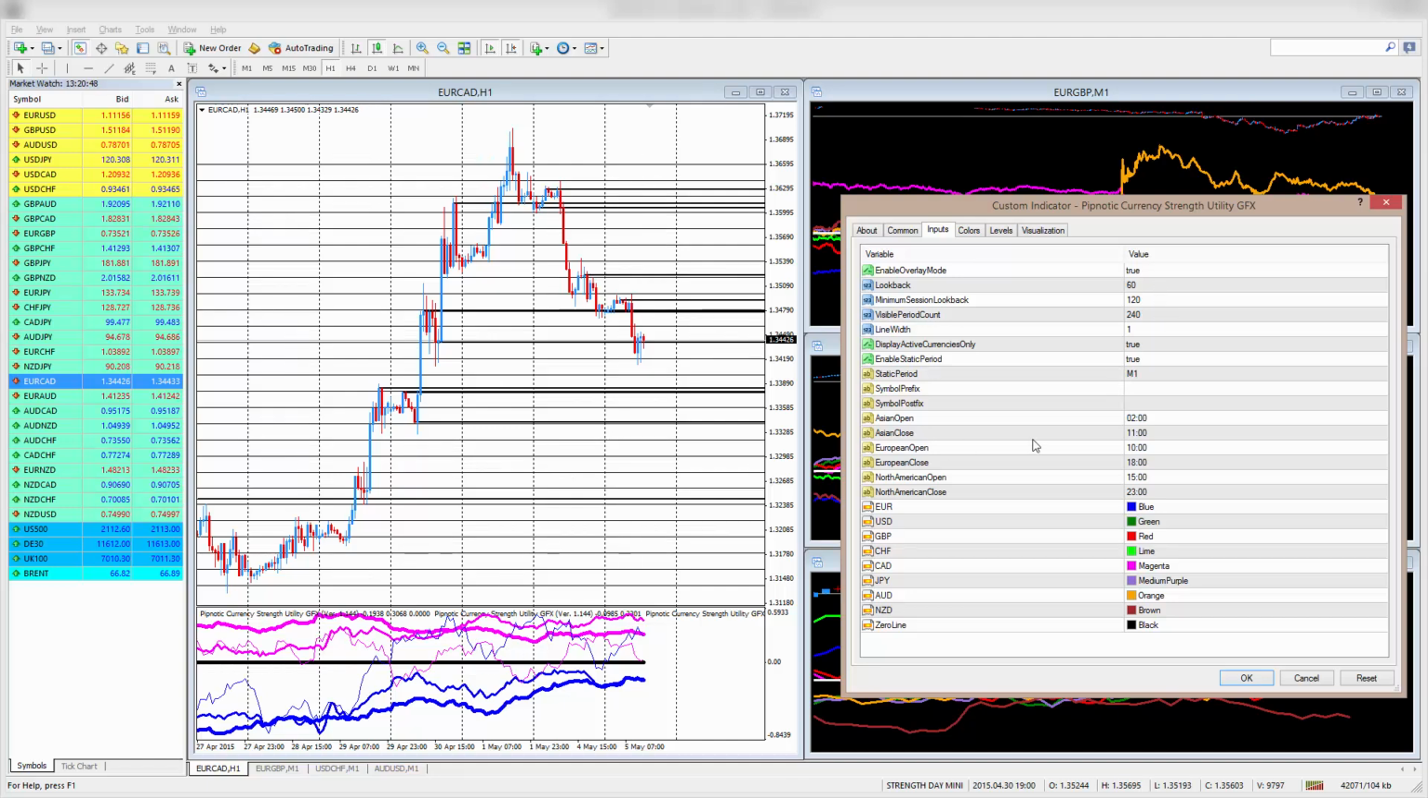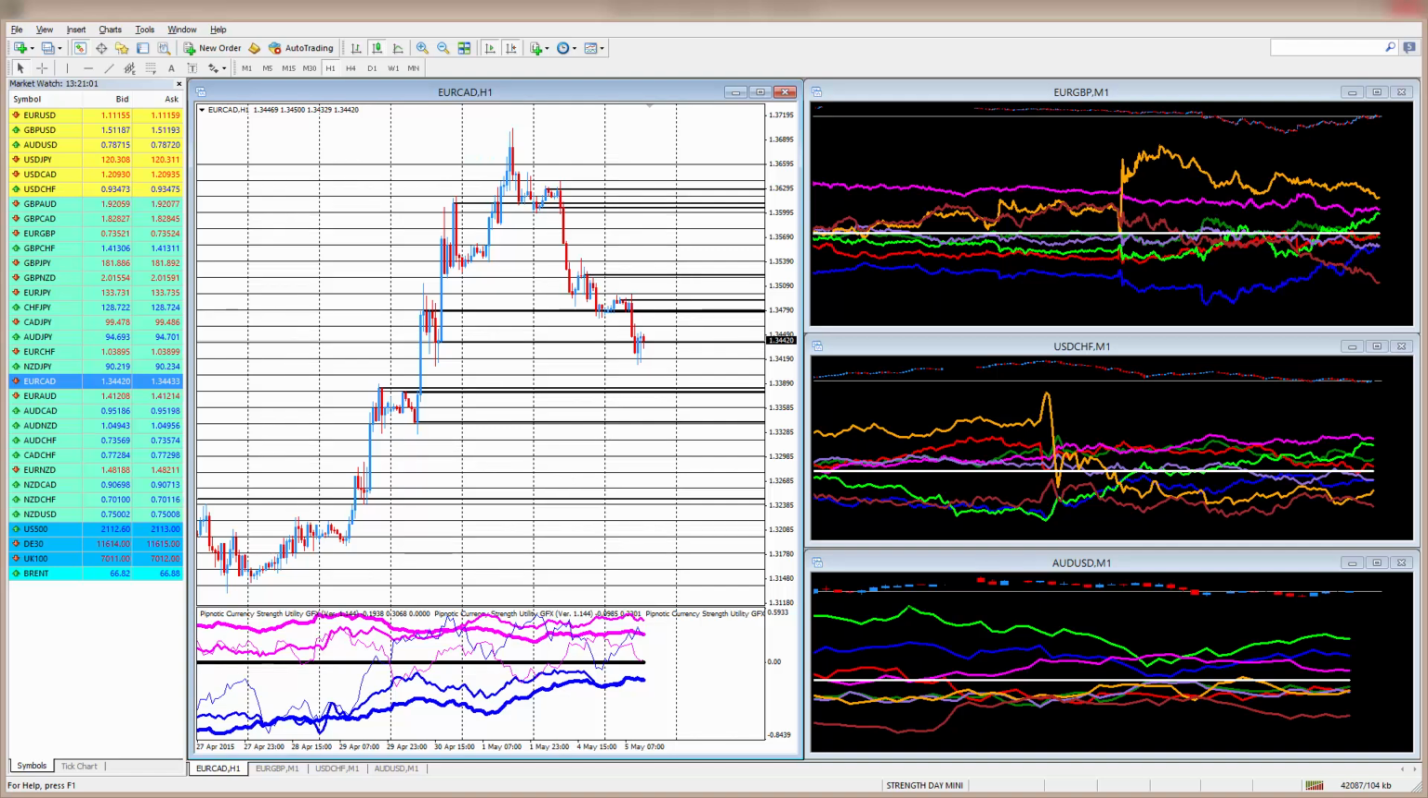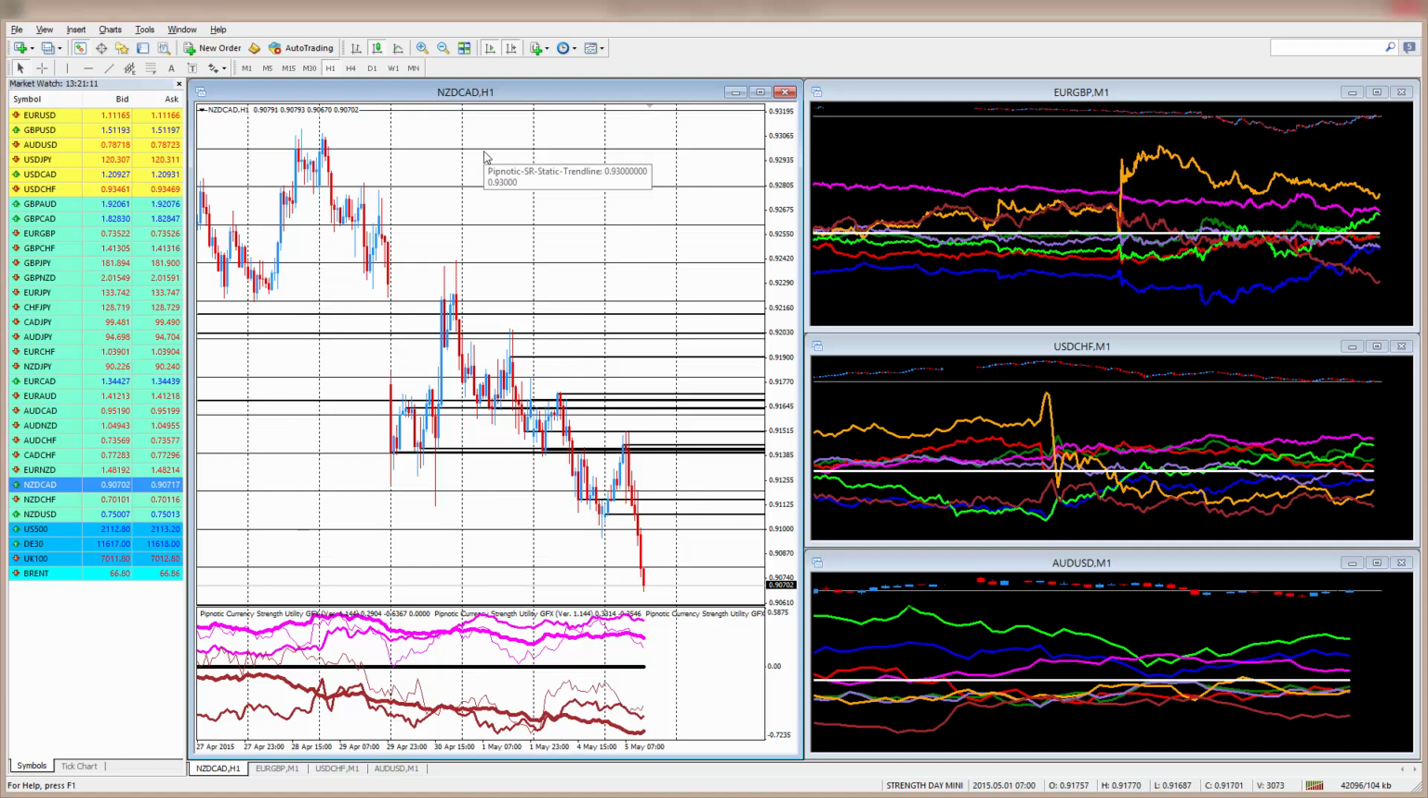And in all 3 instances, you can see here that we have display active currencies only. This should be set to true to ensure that we are only looking at the currencies that make up the pair that we are currently watching. So if we have a look here, you can see that the Canadian dollar is moving higher over the past 4 hours and the Kiwi is moving lower. So if we find the Kiwi CAD here, you can see that over the course of the past 1, 2, 3, 4, 5, 6, 7, we've had this pair move lower.